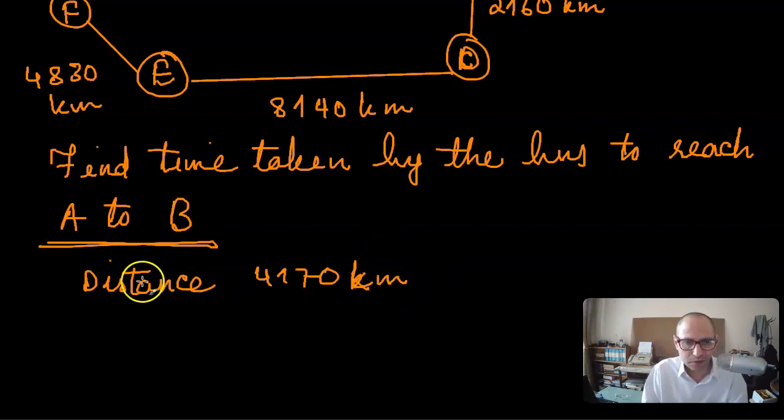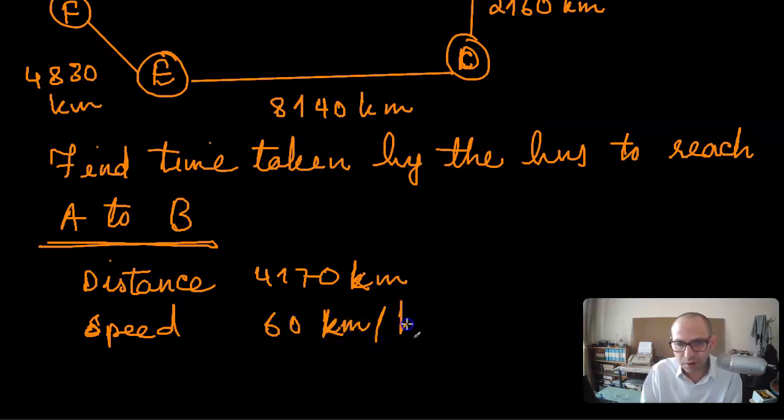And if only the distance is given to me, of course it's not possible for me to decide what was the time taken to cover this distance. I need the speed of the bus along that journey to decide the time the bus took to cover this distance. And if you read the question attentively, you would know that the speed of the bus is taken as 60 kilometers per hour.